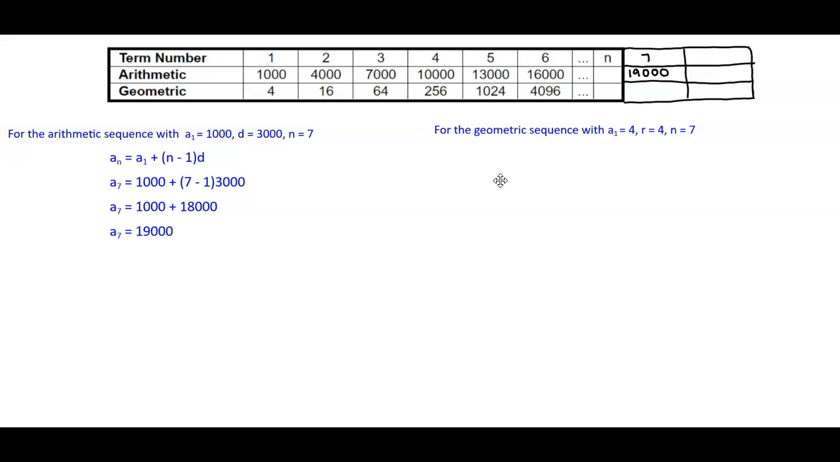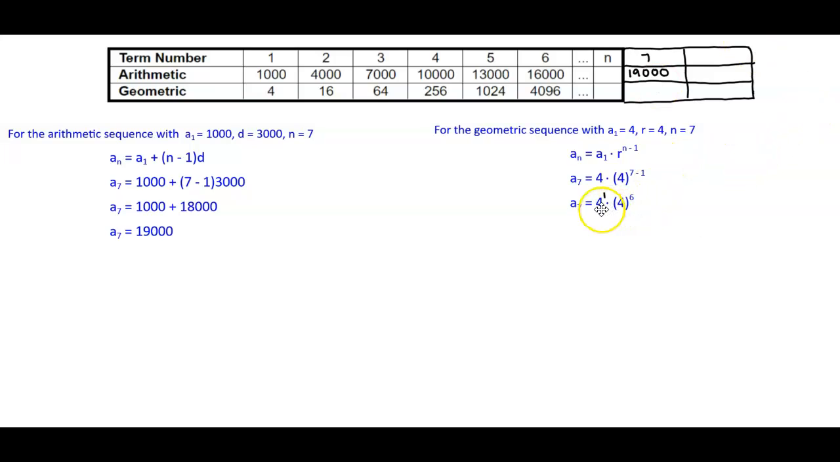So for the geometric sequence, we see that the first term is 4. We know that the common ratio, 16 divided by 4, is 4, and we're looking for the seventh term. So we want to look at the following formula for the geometric sequence. So we're looking for the seventh term, where the first term is 4, the common ratio is 4, and we're raising it to the power of n minus 1, which is 7 minus 1. Well, 7 minus 1 gives us 6. So this is 4 to the 6th power, and then this is 4 to the first power.